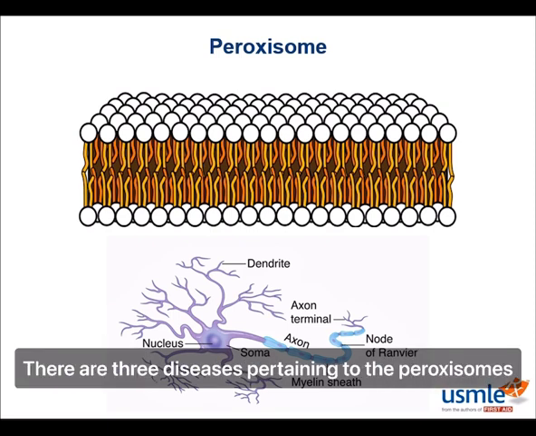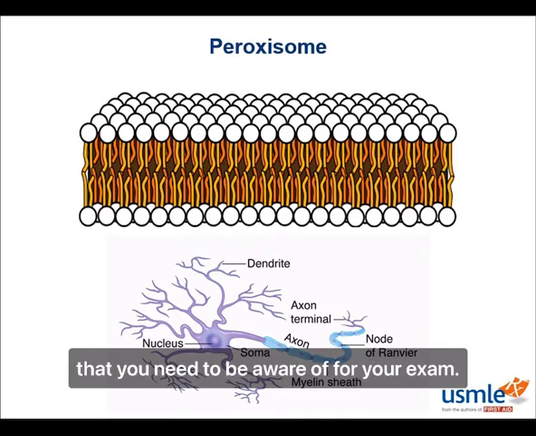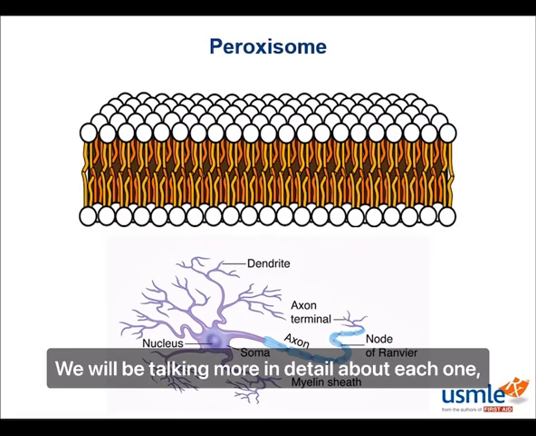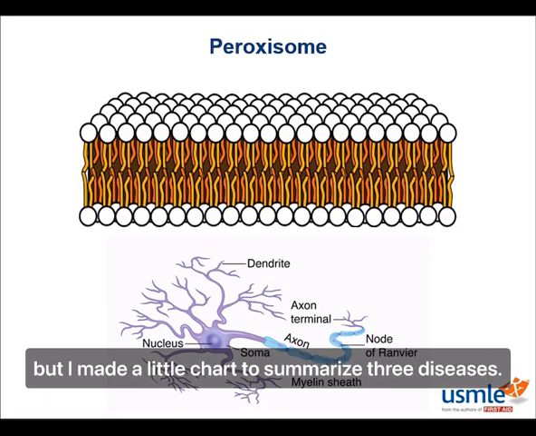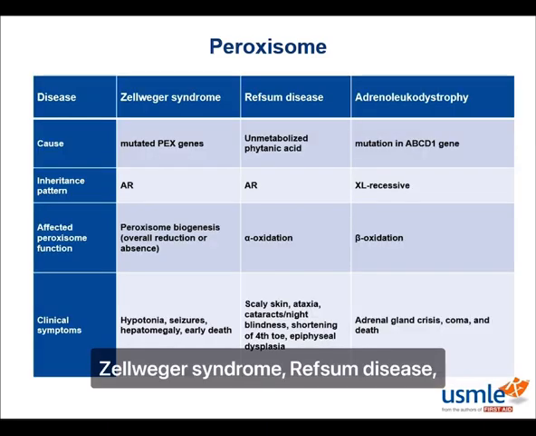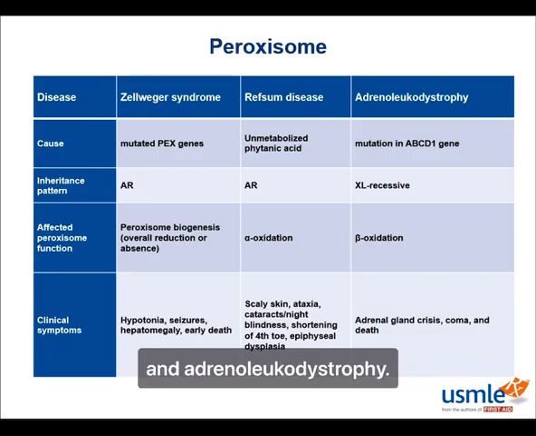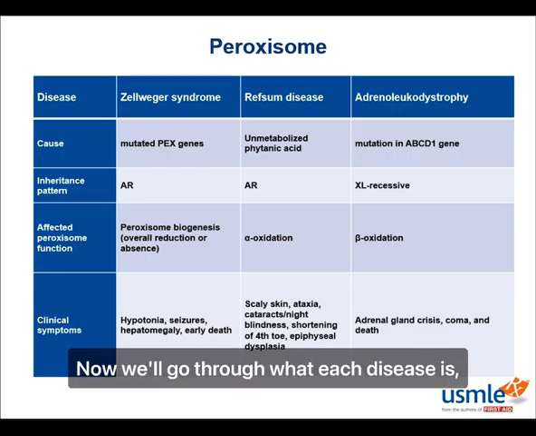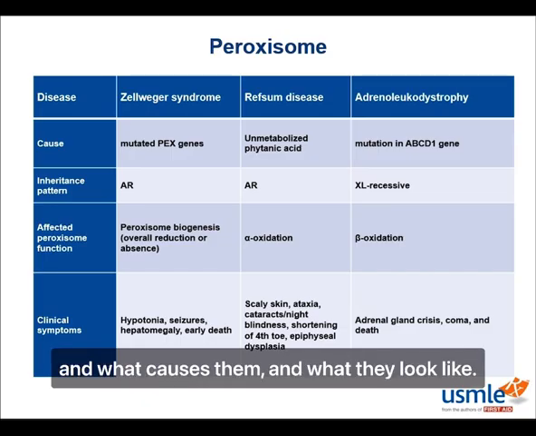There are 3 diseases pertaining to the peroxisome that you need to be aware of for your exam. We will be talking more in detail about each one, but I made a little chart to summarize the 3 diseases. Zellweger syndrome, Refsum disease, and adrenoleukodystrophy. Now we'll go through what each disease is and what causes them and what they look like.